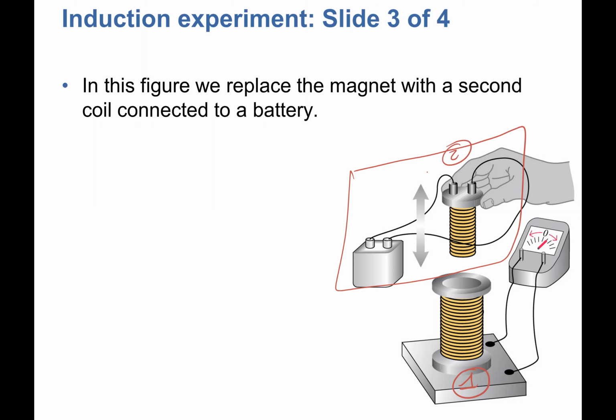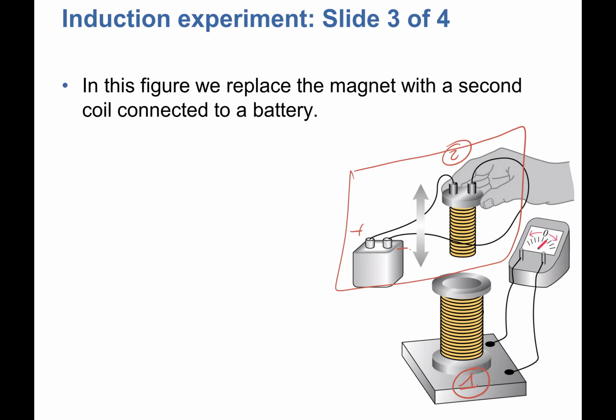The first coil is our original coil, and you can see it's not connected to anything but the galvanometer again. But the second coil is connected to a power source, a battery with plus and minus. If you connect that second coil to the battery, there is a current running through it.